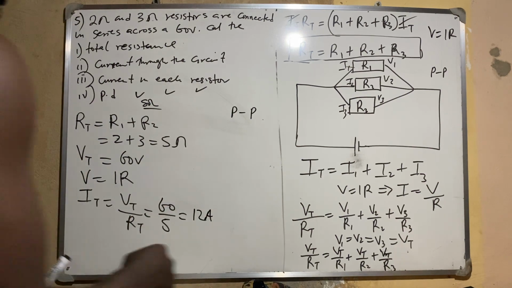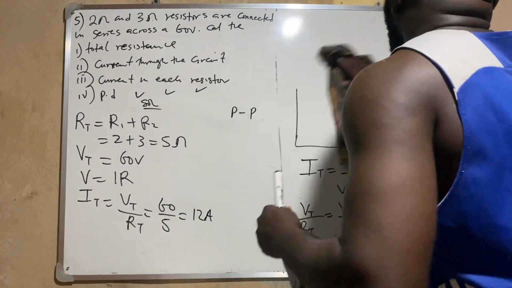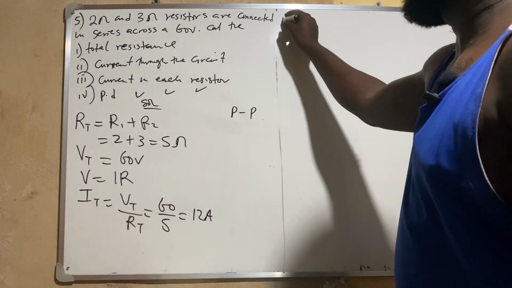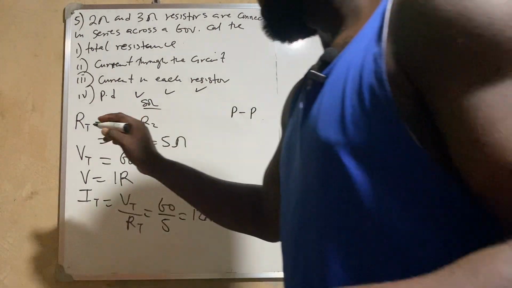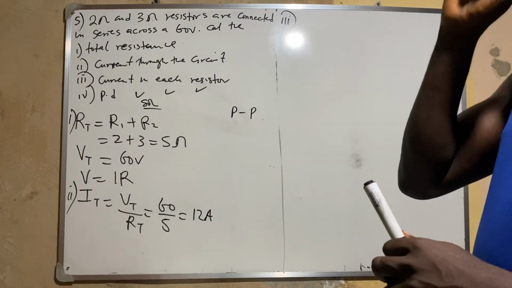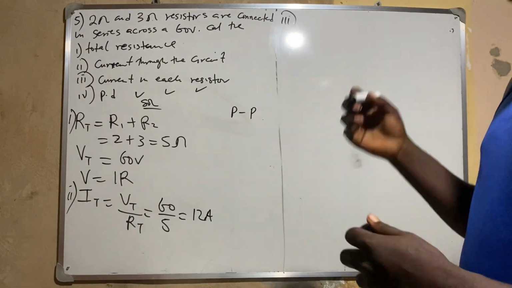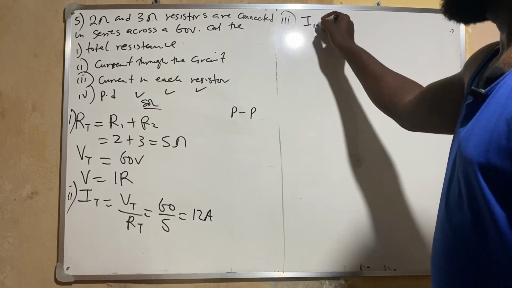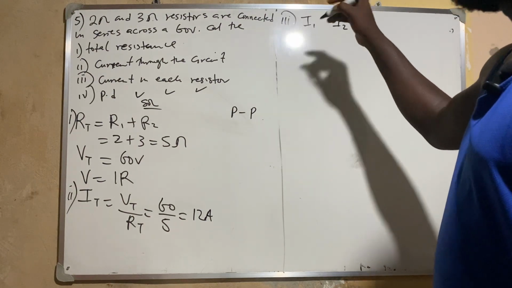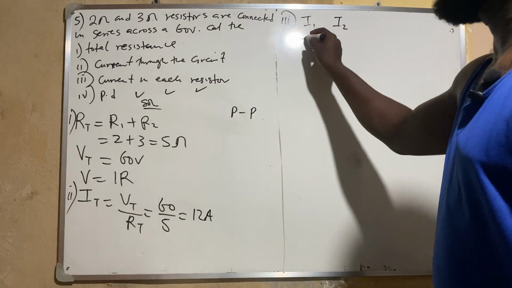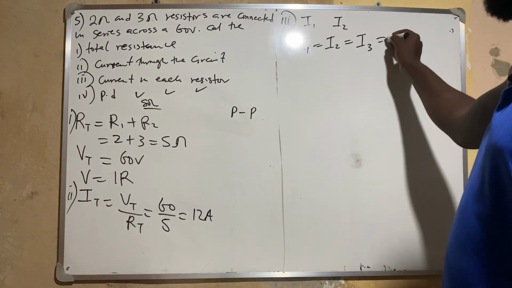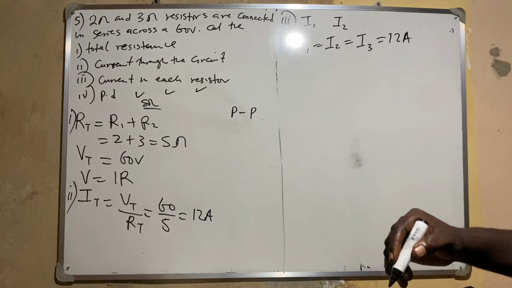12 amperes is the current that passes through everything. Now part III says we should get the current that passes through each of the resistors. Let I1 be the current that passes through the first one, and I2 the current that passes through the second one. So I1 must be equal to I2 and must be equal to I total, which is 12 amperes. Why? Because they are in series.